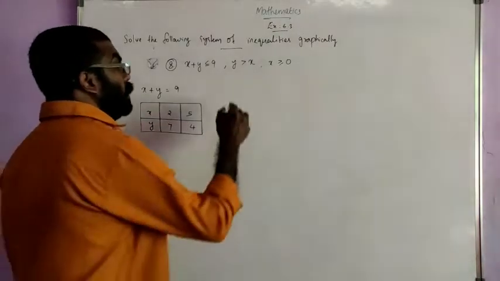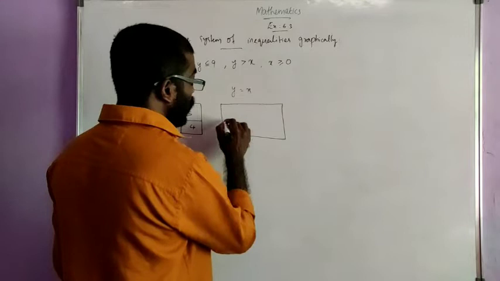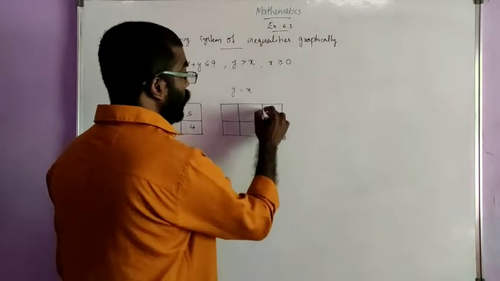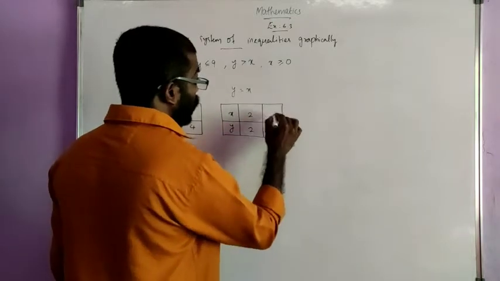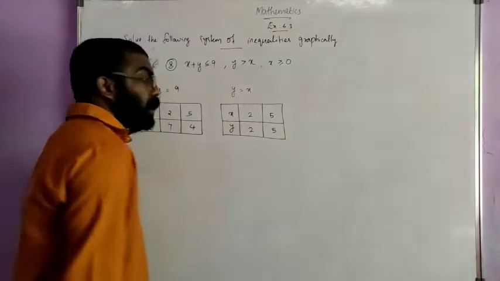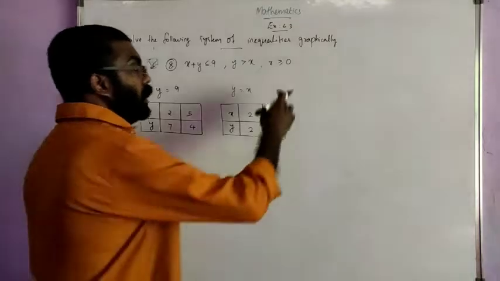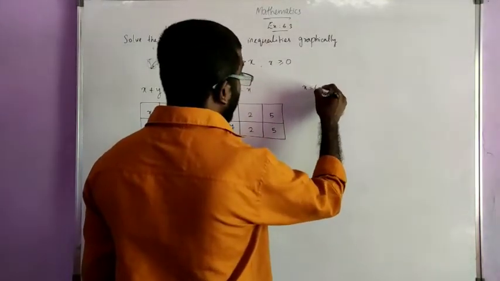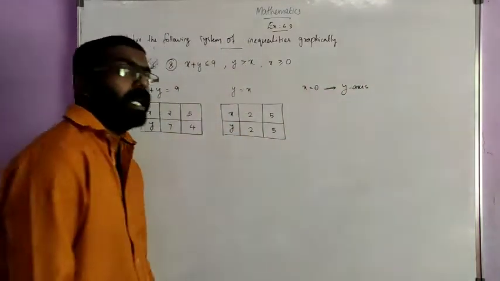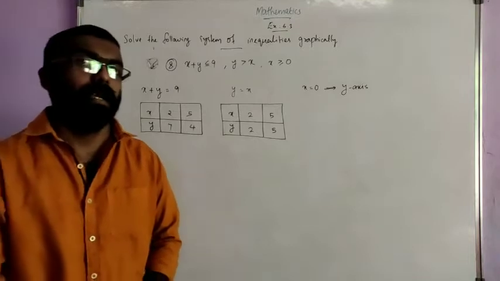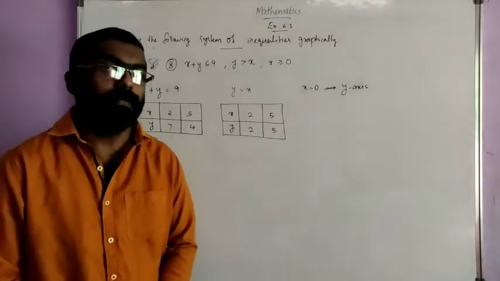Clear? Next one we can take it as y is equal to x. So it's an identity function. x value and y value are same. When x equal to 2, y is equal to 2, x equal to 5, y is equal to 5, or x equal to 0, y is also 0. Okay. And x greater than or equal to 0. x equal to 0 is the equation of the y axis, and y equal to 0 is the equation of the x axis. Okay. Now we can draw the graph.